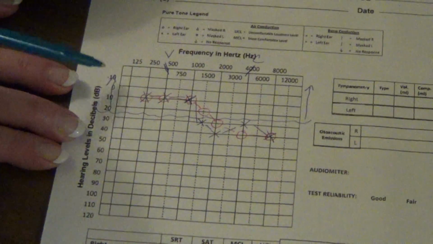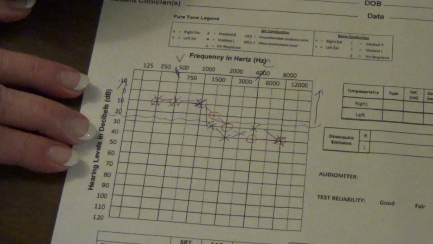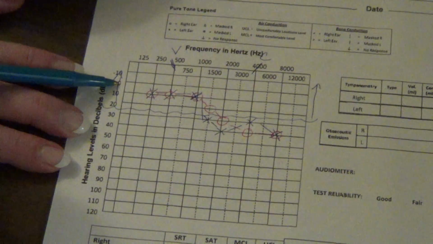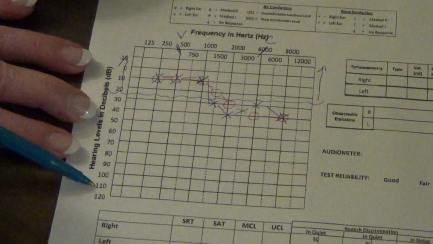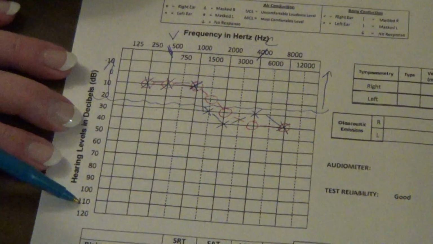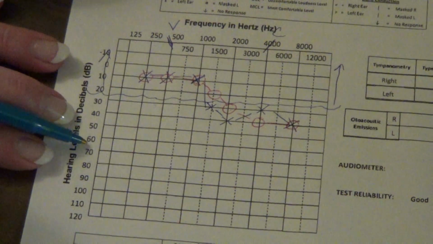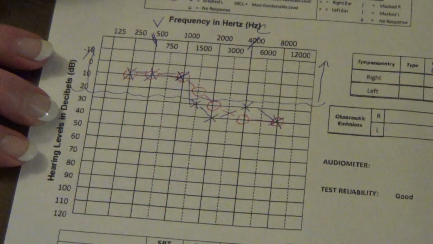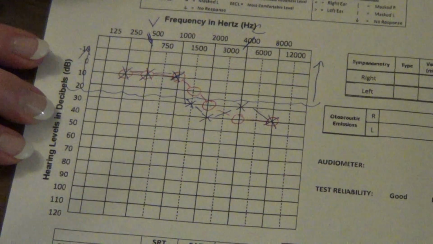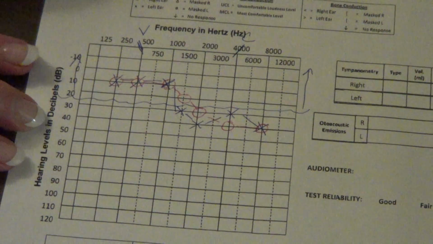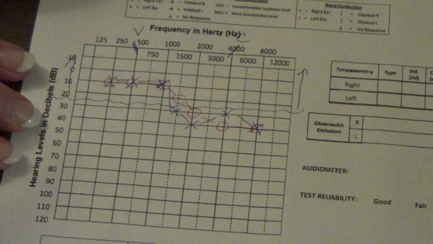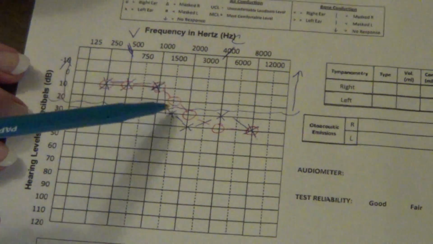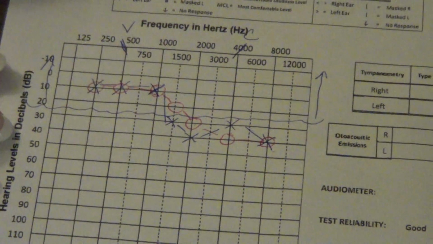I would explain that this side is loudness in decibels, and that 0 is one of the softest sounds that the human ear can detect. 110 is about as loud as a jet plane flying right overhead. What these marks are the representation of where the person can just barely hear the signal, or threshold. The red circles represent the right ear, the blue X's represent the left ear.